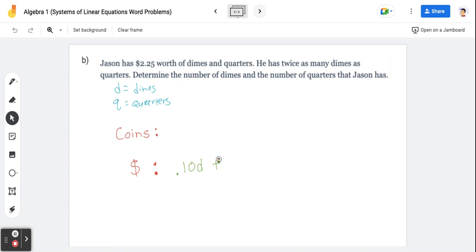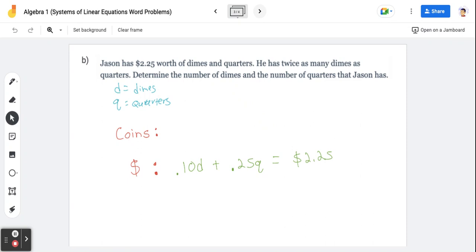Plus, what's the price of a quarter? Well, that's 25 cents, 0.25 times Q. And how much money is that equal to in total? $2.25. All right, so there's one equation right there just based on the amount of money. Now let's take a look at the coins.